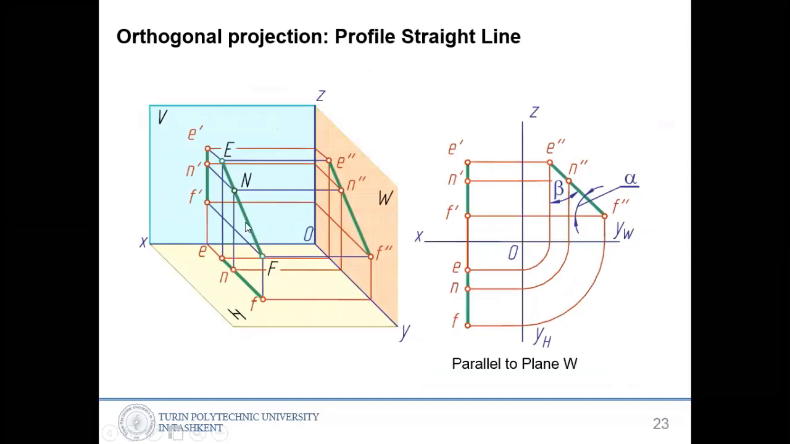If the line is parallel to the W plane, the profile plane, it looks like this in orthographic projection. The W plane is here, so it is parallel to E dash F dash, and the E and F line is parallel to the OY and OY H plane. Only one side has a slope, so that's why we call it a profile straight line.